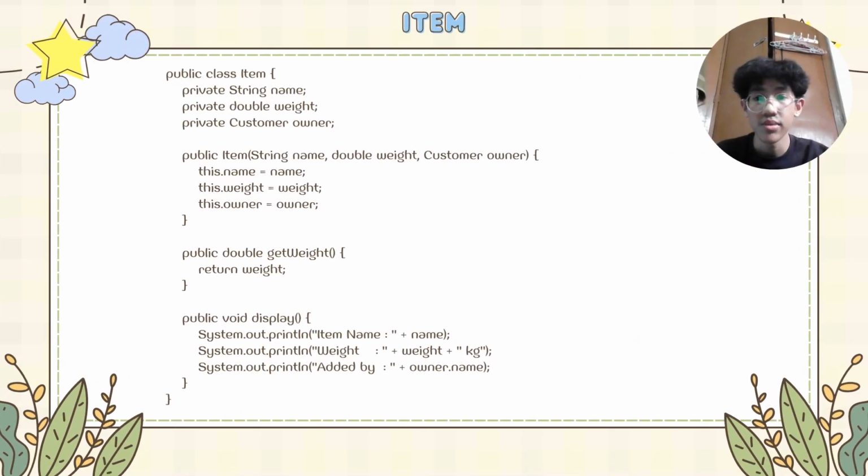Okay, so now I'll be explaining the public class item. Here you can see that it declares three private things, which are name, weight, and also owner. From here you can see that it also initializes the item's name, weight, and owner when a new item is created. So basically here it's a getter method to return the item's weight.